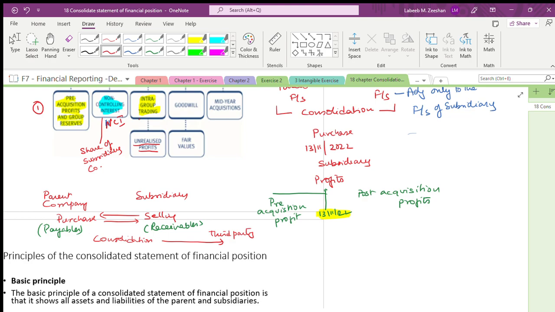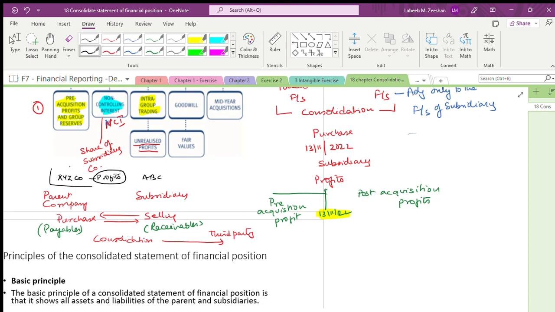Keep it in mind. Previously, you used to have XYZ company and ABC company. Now, ABC company is selling to XYZ and XYZ is selling to ABC. Then what will happen? The concept of profits will exist.